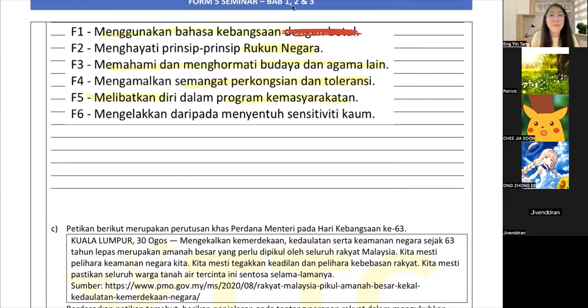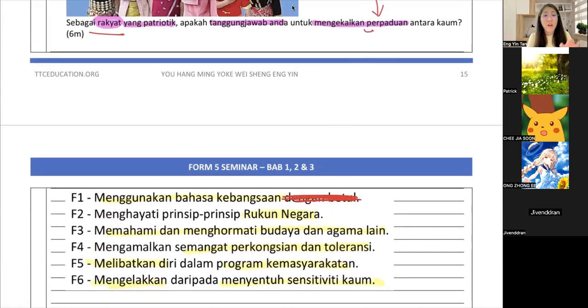Program kemasyarakatan means the social activity. So avoid touching those sensitivity kaum. Issue sensitive lah, basically. Very good. You guys know the answer. So guys, whenever you answer this, form short, simple sentences, enough already.